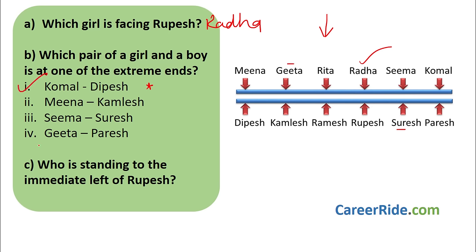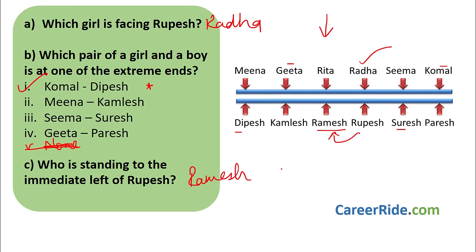Now if there is a fifth option called none of these, please do not mark none of these. It is Komal and Dipesh, because both are at extreme ends, as well as both are nothing but a pair of girl and a boy. Question C, who is standing to the immediate left of Rupesh? Rupesh, immediate left is Ramesh. So Ramesh is the answer.